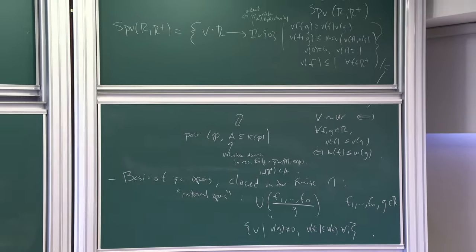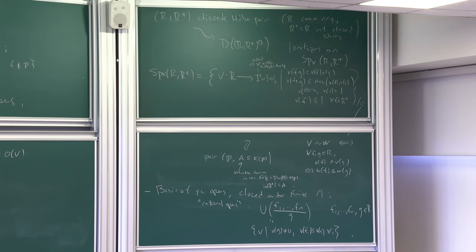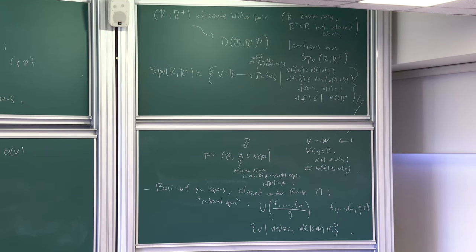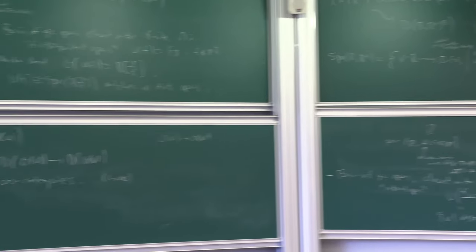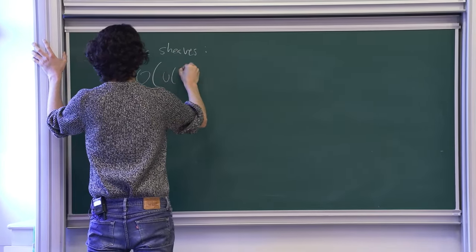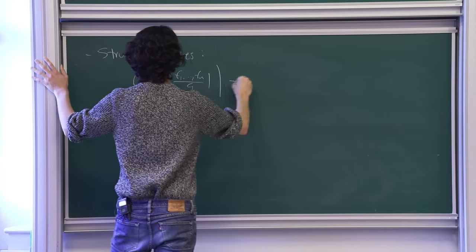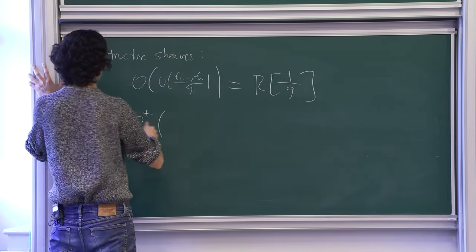Okay, continuing. There's a structure sheaf, but actually there are structure sheaves. So on this rational open f1, ..., fn over g, you have one thing which just takes the algebraic Zariski localization, but then you also get a choice of integral elements.